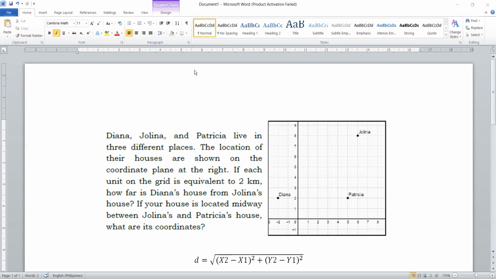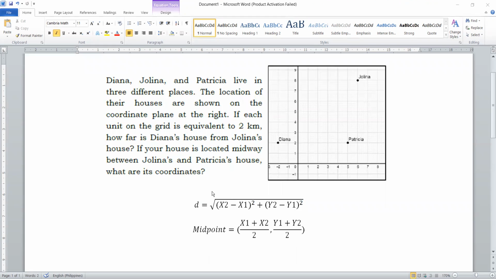So you need your distance and midpoint formula for this one. I already provided your formulas. Your distance formula is equal to the square root of x2 minus x1 squared plus y2 minus y1 squared. And here is your midpoint formula, which is x1 plus x2 divided by 2, y1 plus y2 divided by 2. So let's solve your first question.